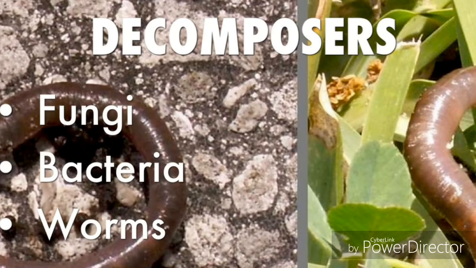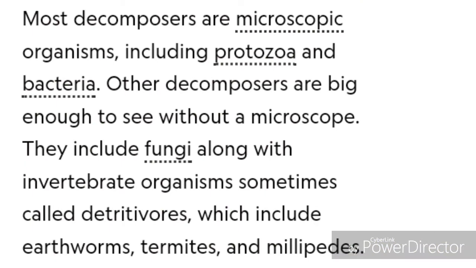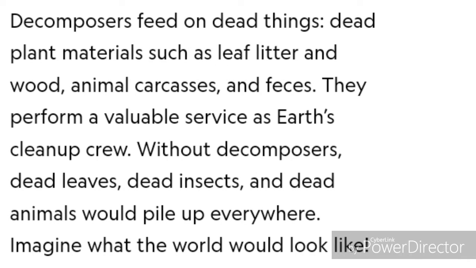In nature, decomposers are generally fungi, bacteria, or worms. Most decomposers are microscopic organisms, including protozoa and bacteria. Other decomposers are big enough to see without a microscope. They include fungi along with invertebrate organisms, sometimes called detritivores, which include earthworms, termites, and millipedes. Decomposers feed on dead things.